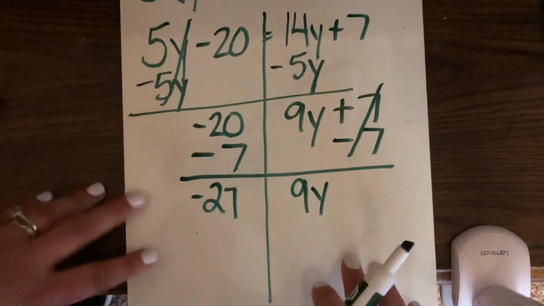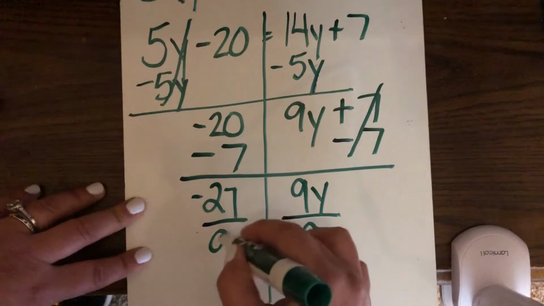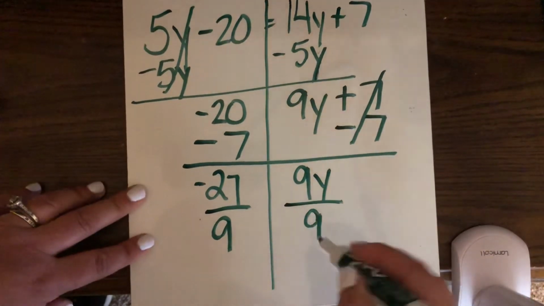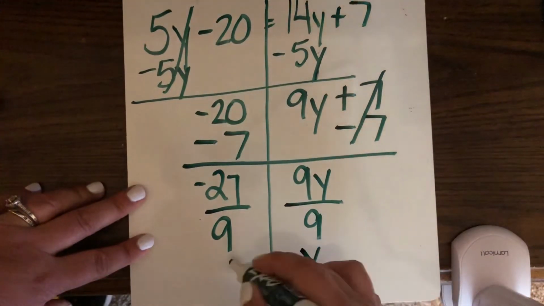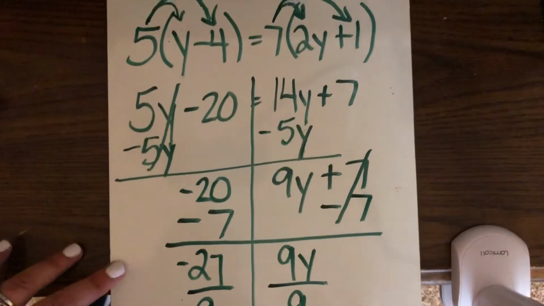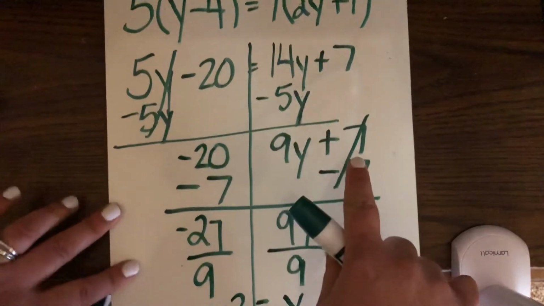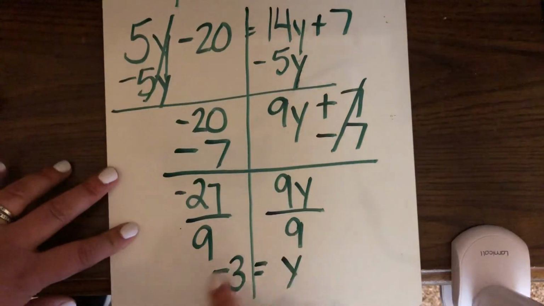And then the last step is to divide by the coefficient. Divide by 9, divide by 9, and y equals -3. Okay, so that's the whole solving step. Distributive property, then move the variables, then move the constants, divide by the coefficient.